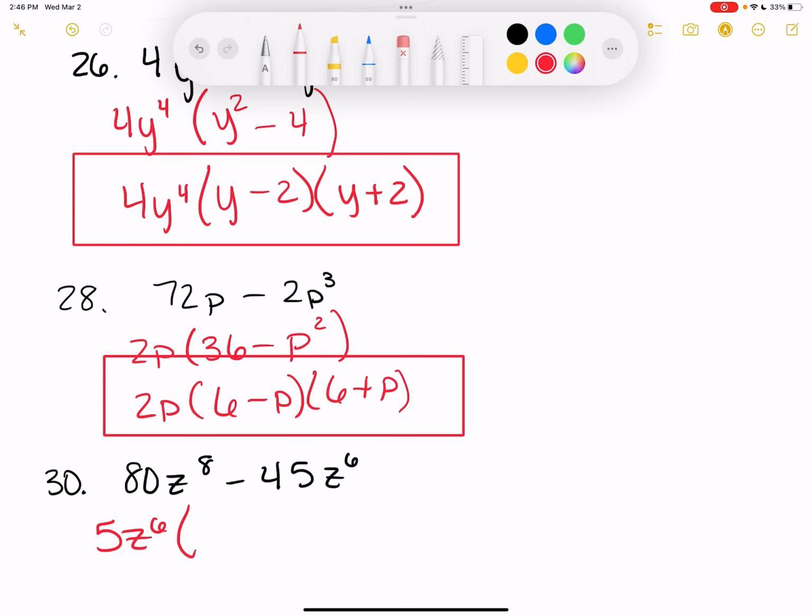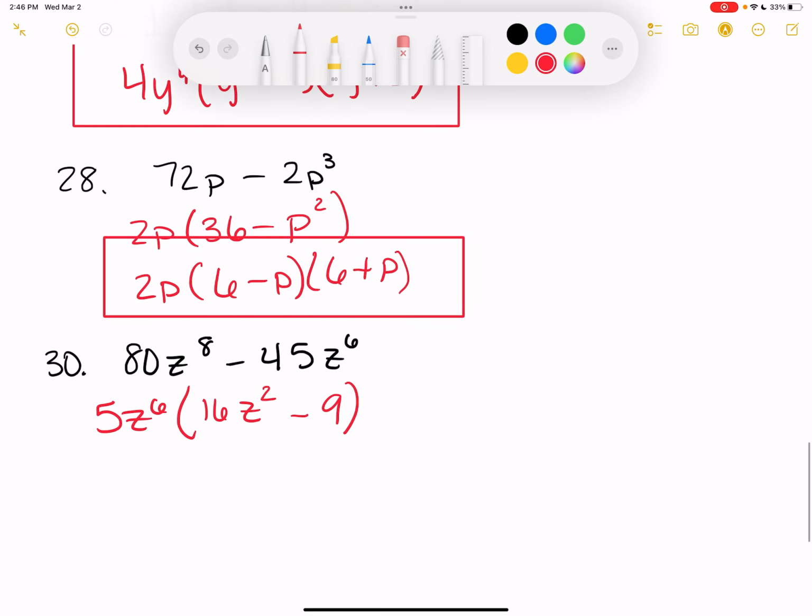16z to the second power, so squared, minus 9. What is this? Say it. Difference of squares. So that factors into 4z minus 3, then 4z plus 3.